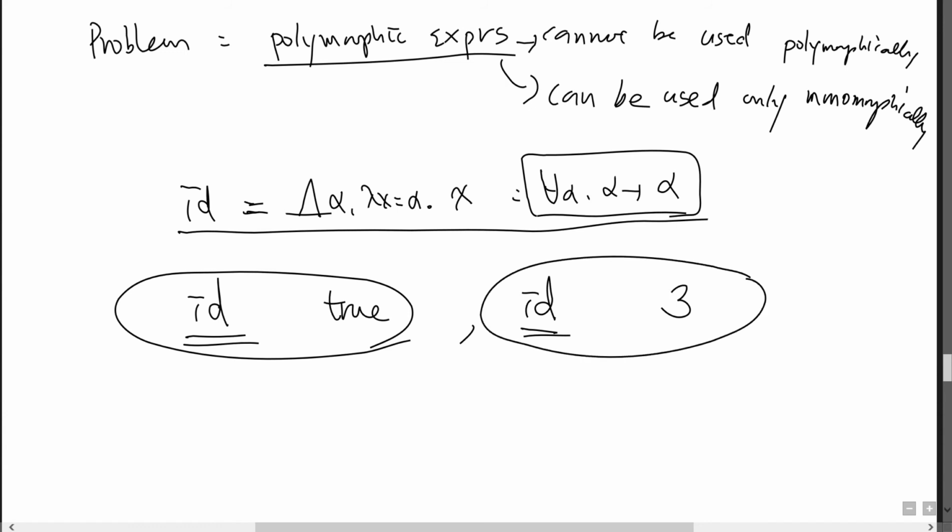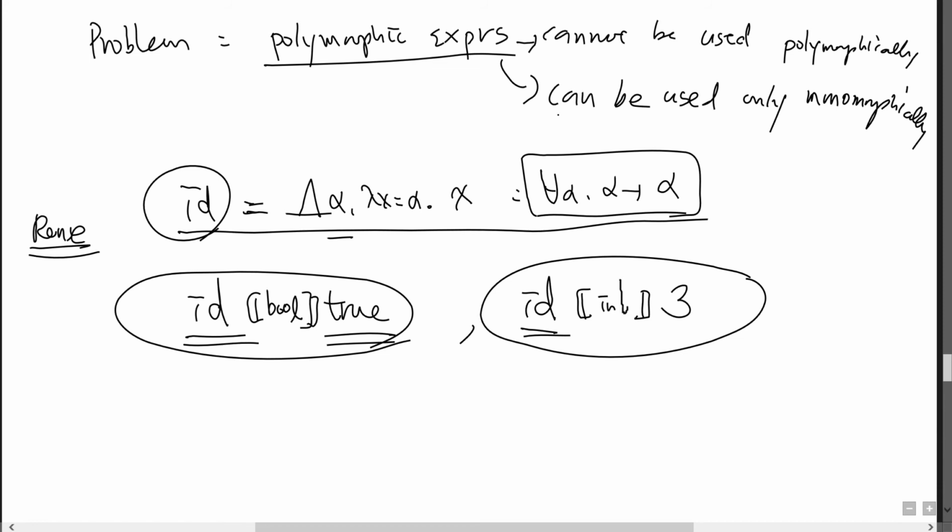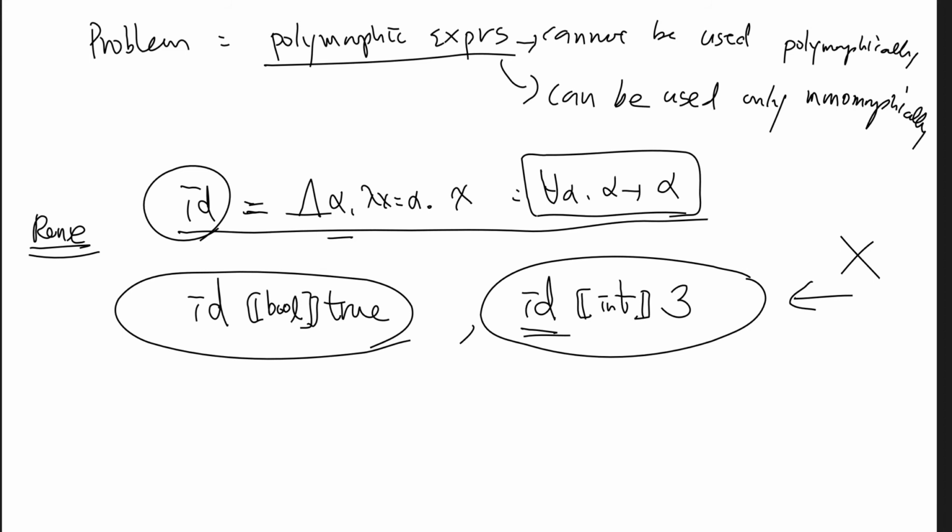And we'd like to reuse these polymorphic expressions in different contexts. So in this case, we would have to instantiate the type variable alpha to, for example, bool. And here, we have to instantiate the type variable alpha to int. So if this was feasible, then everything would be fine. But the problem is, this is infeasible. This is impossible to write in this language. And let's see why.